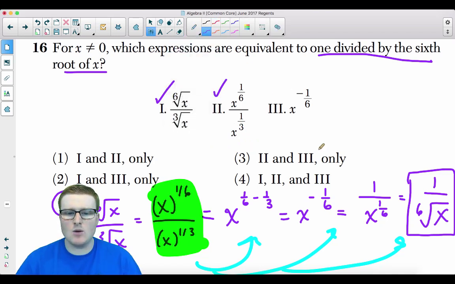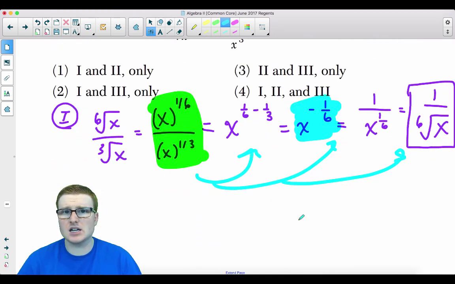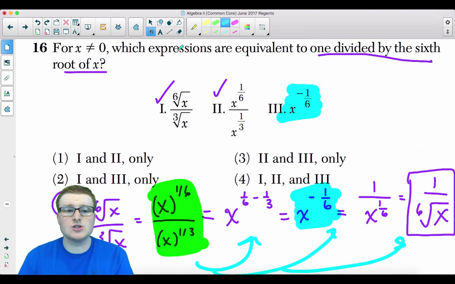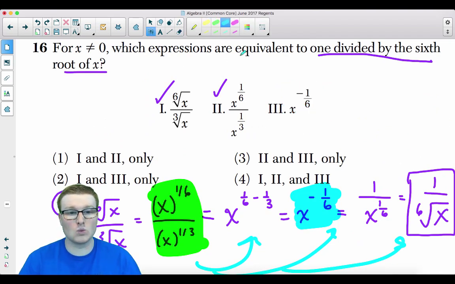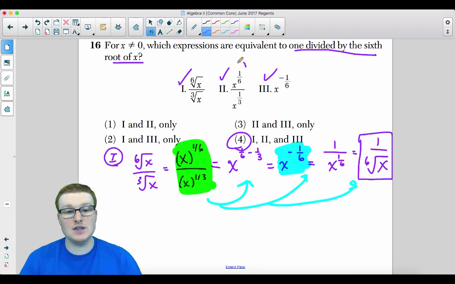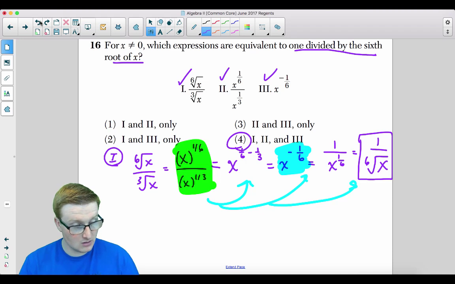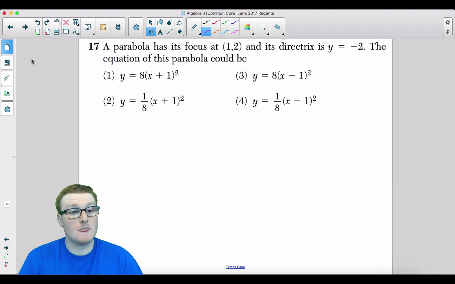Check it off. Wait a minute, Trevor, option 3 says x to the negative 1/6. Didn't we just do that? Yeah, we did. Isn't x to the 1/6 right over here? So isn't that going to lead to the same result? Of course it is. So therefore, everything here works. Isn't it nice when you do option 1 first and everything leads nicely onto itself? Your answer is choice 4, folks. Everything works, just for the sole fact that these are the in-between steps of what you did originally.